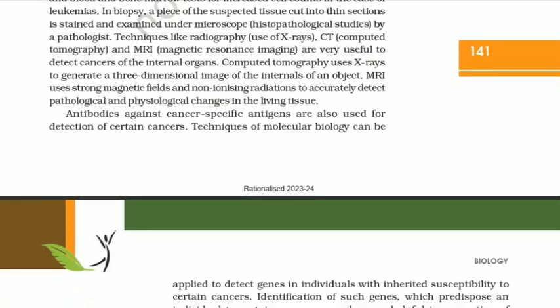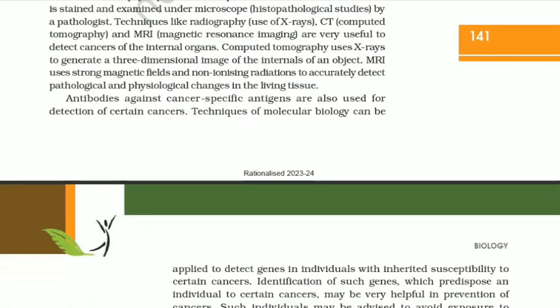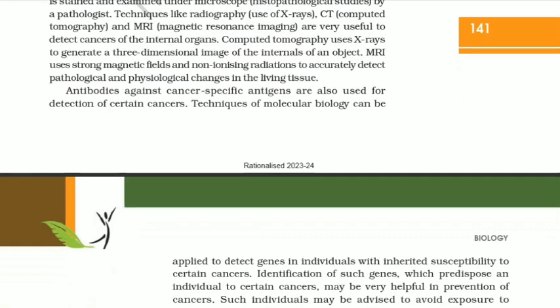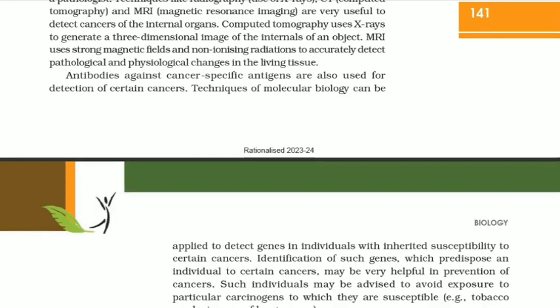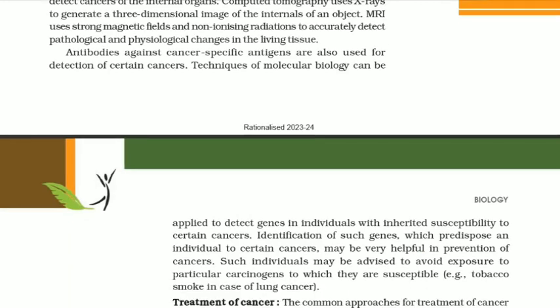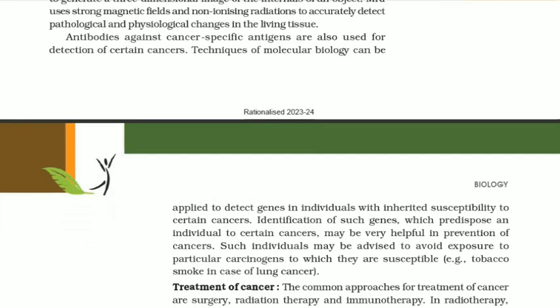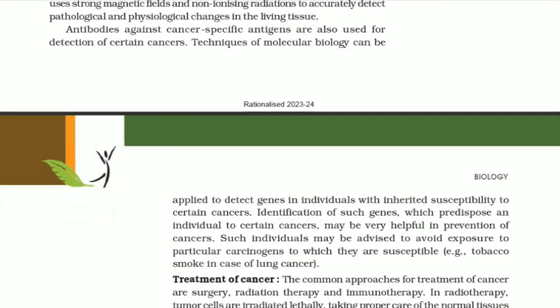Techniques like radiography, that is use of X-rays, CT, computed tomography, and MRI, that is magnetic resonance imaging, are very helpful to detect cancers of the internal organs. Computed tomography uses X-rays to generate a three-dimensional image of the internals of an object. MRI uses strong magnetic fields and non-ionizing radiations to accurately detect pathological and physiological changes in the living tissue.